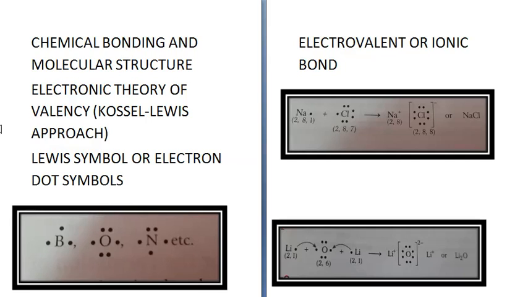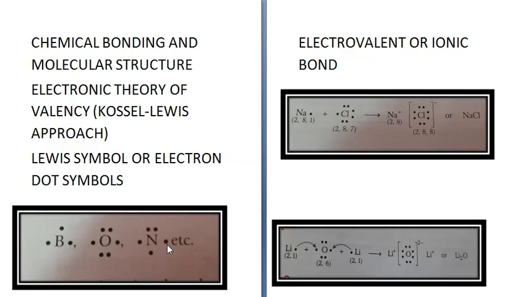So this is the Kossel-Lewis approach. Now next is the Lewis symbol or electron dot symbol. G.N. Lewis gave a simple notation to represent the valence electrons, and they are called Lewis symbols. They do not consider the inner shell electrons, they only tell you about the outermost or valence shell electrons. For example, in boron, in the outermost shell there are 3 electrons. Oxygen has 6 electrons in the outermost shell. In nitrogen, there are 5 electrons, etc.